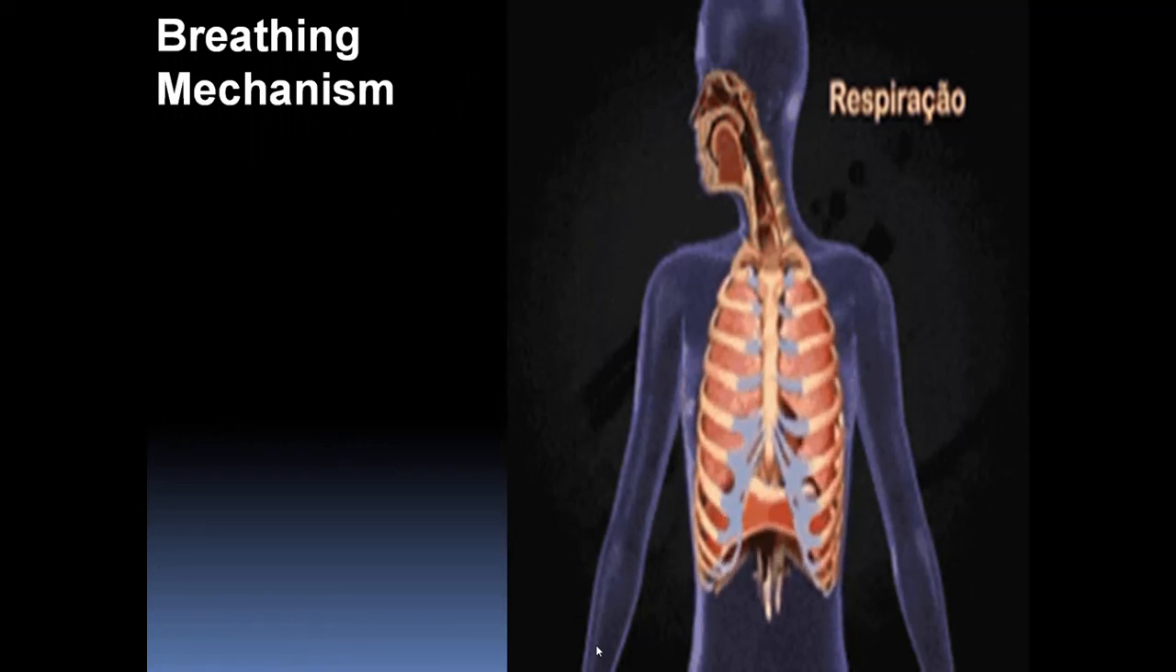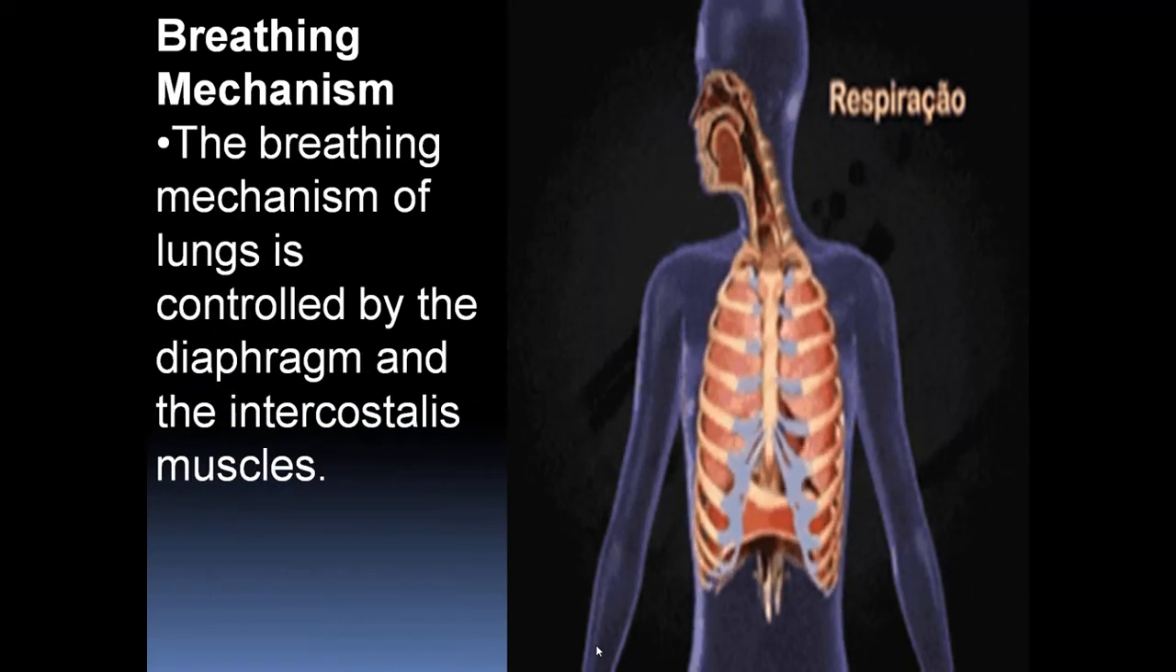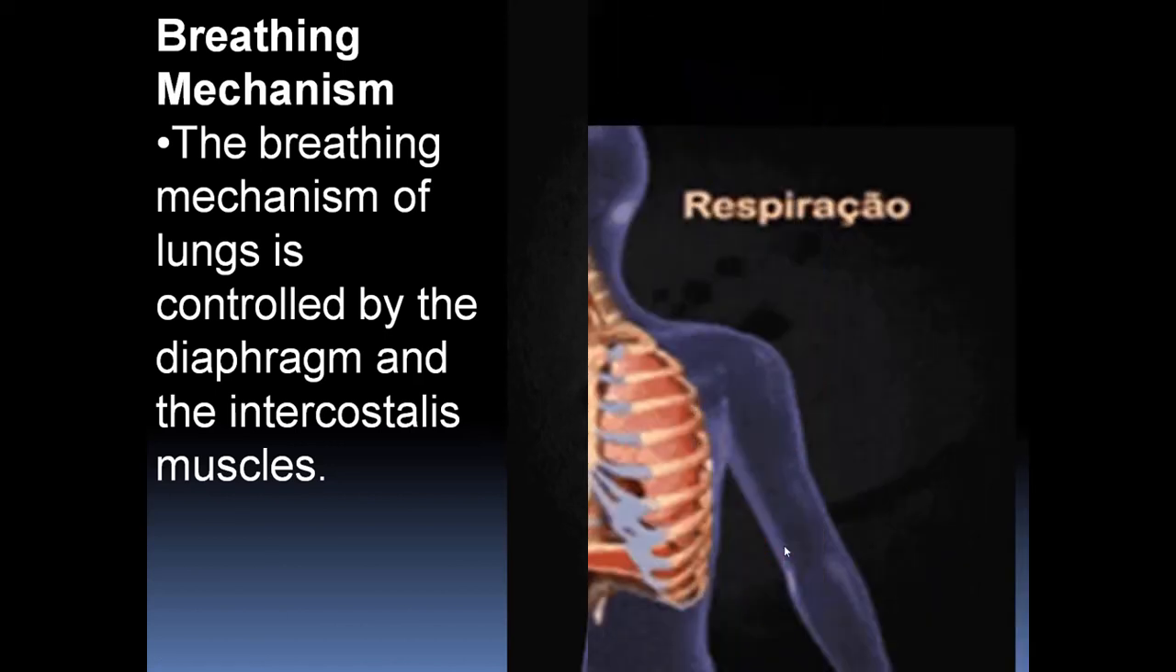Dear children, let us now understand the breathing mechanism. The breathing mechanism of the lungs is controlled by the diaphragm. You all know that there is a muscular diaphragm and the intercostal muscles. These two assist in the breathing mechanism.